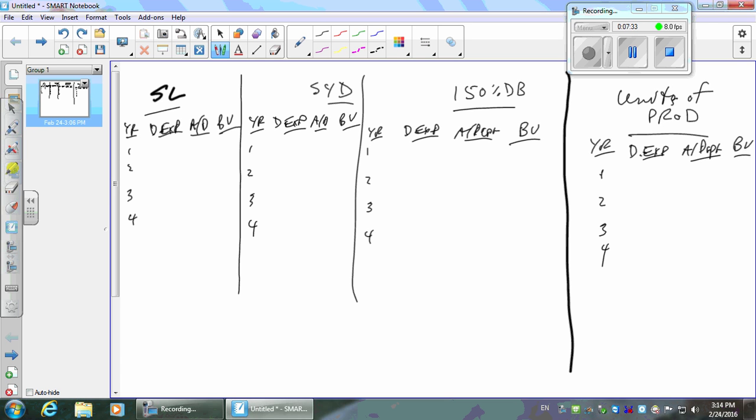I write on there accumulated depreciation. This is depreciation expense. This is accumulated depreciation. They're both depreciation, but one's depreciation expense, the other is accumulated depreciation.